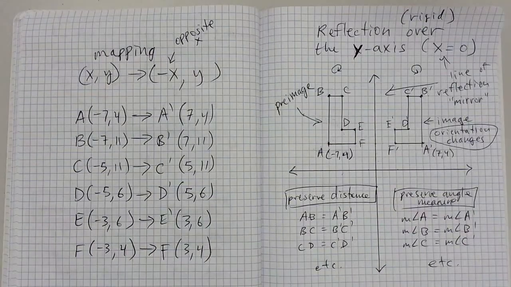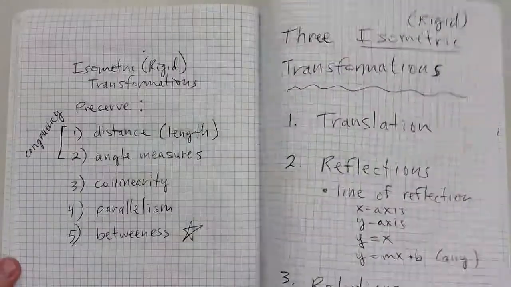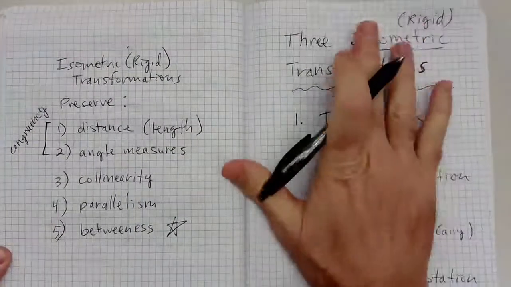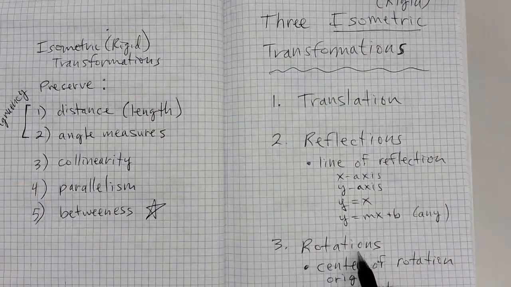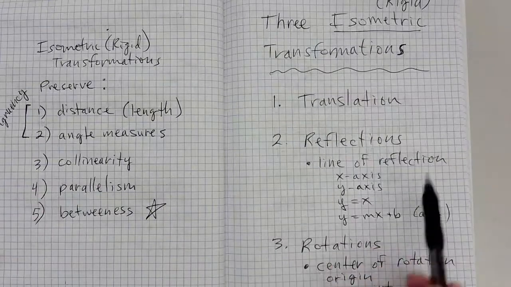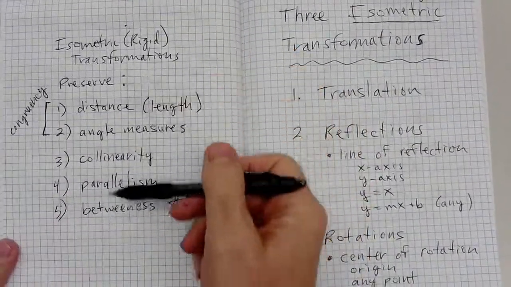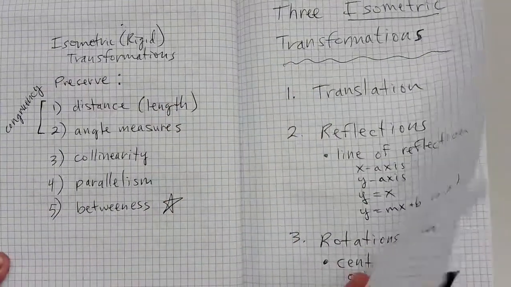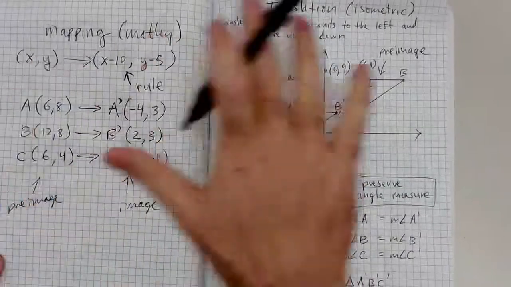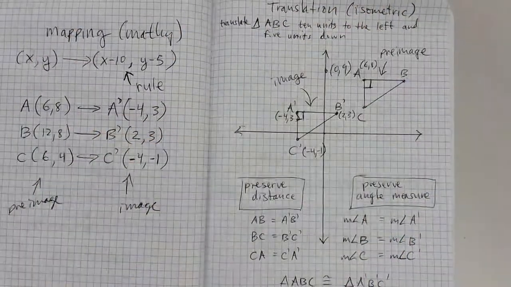Okay, so I hope that was helpful. The most important thing for tomorrow is that you know the 3 isometric transformations: translation, reflection, rotation. You know that reflections have a line of reflection, rotations have a center of rotation. Know these 5 things that we preserve in an isometric rotation. Okay, and although you should be able to graph, I'm not going to have you do any graphing on the quiz, but we will do some more graphing tomorrow.